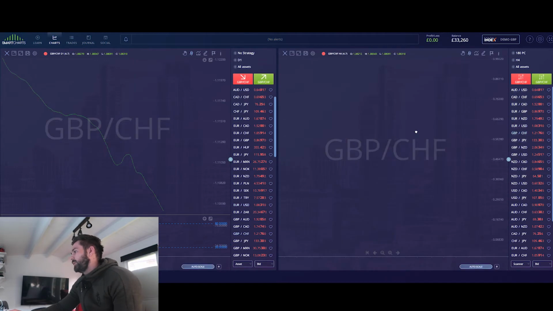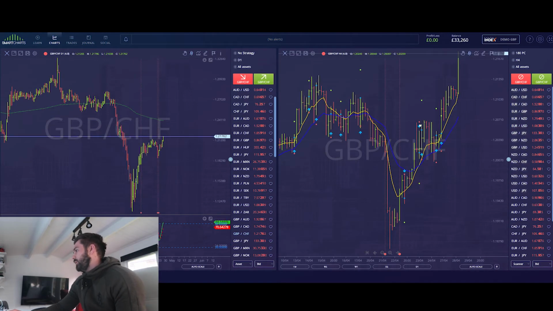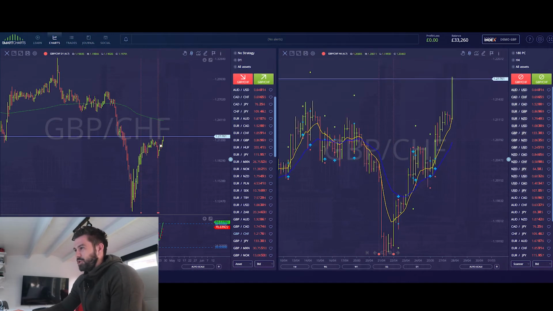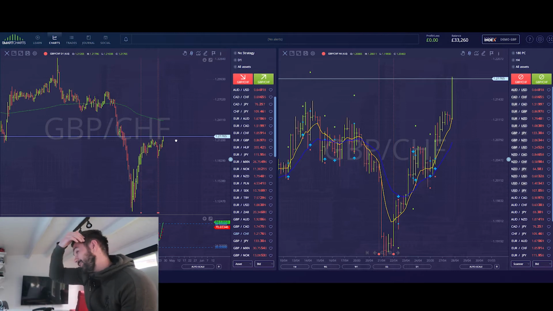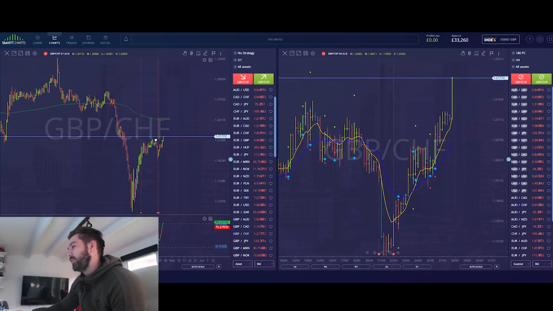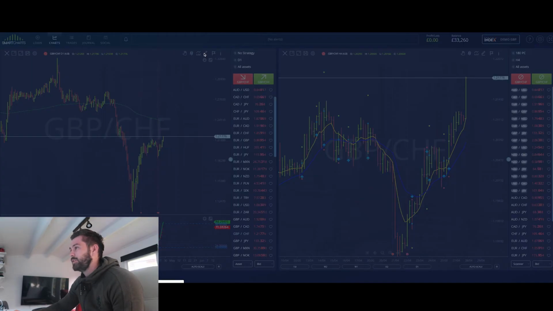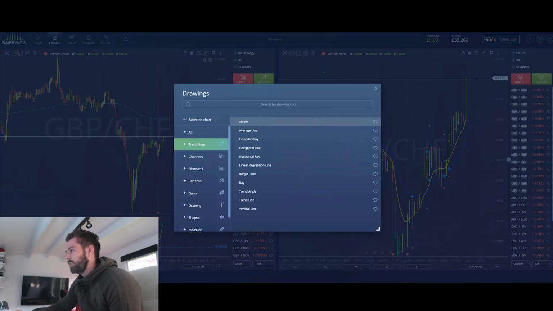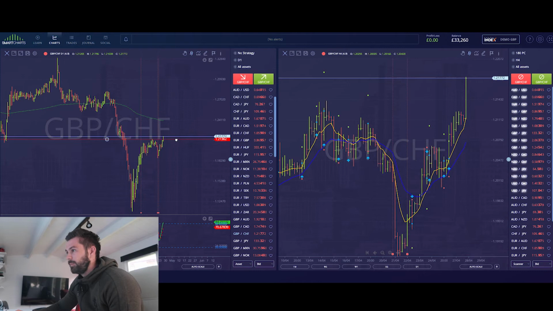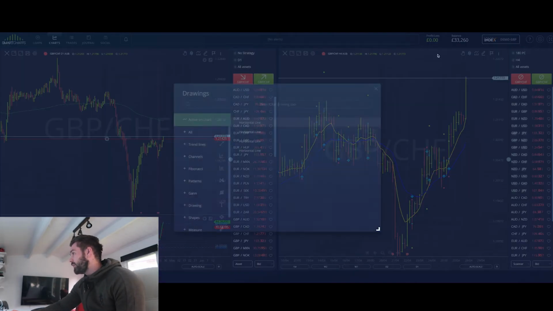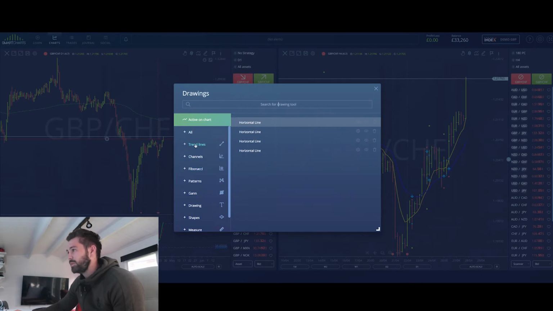Pound Swiss. Bloody hell, it's just shot right up. So again, it's just broken through the daily resistance, so it'll be interesting to see where this one goes. I mean, it might shoot up, have a huge seller's bar and come back down. Let me just show you what I mean on the chart. Trend lines. So as you can see, it's just broken through the daily resistance. And I'll show you on the smaller time frame chart as well.